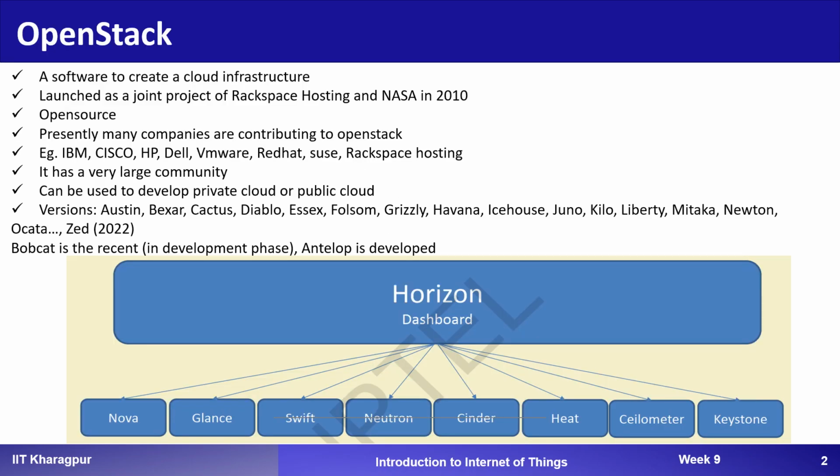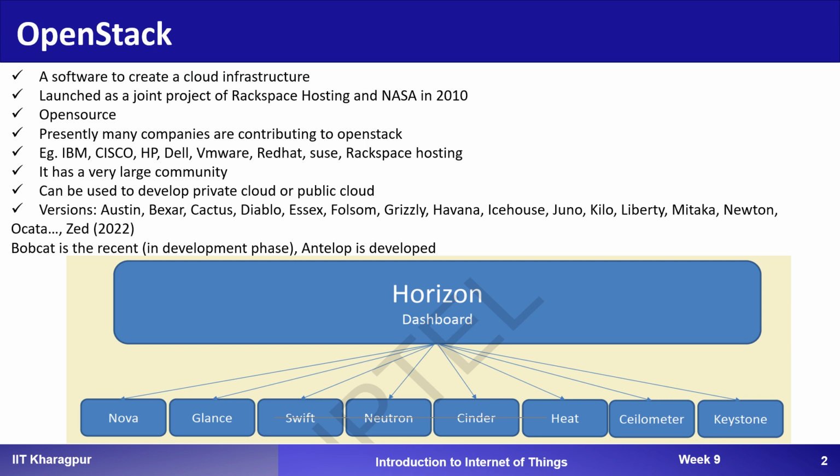So today we will discuss OpenStack. OpenStack is a cloud OS that is used to control large pools of computing, storage and network resources within the data center. It is an open source and free software platform, essentially used and implemented as an infrastructure as a service for cloud computing.